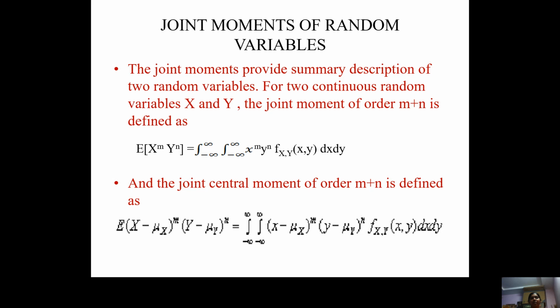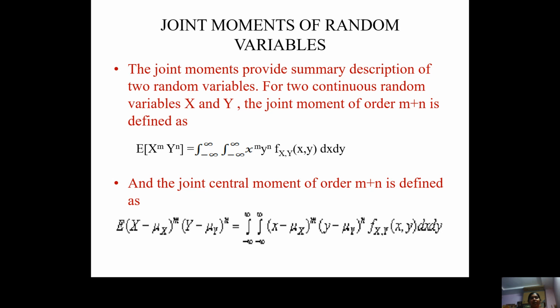The joint central moment of order m plus n is defined as, for the nth case and mth case, E of x minus mu x whole power m. So this is the central moment. Central moment in the sense we have to subtract the expectation, which is nothing but the mean, from the random variable.